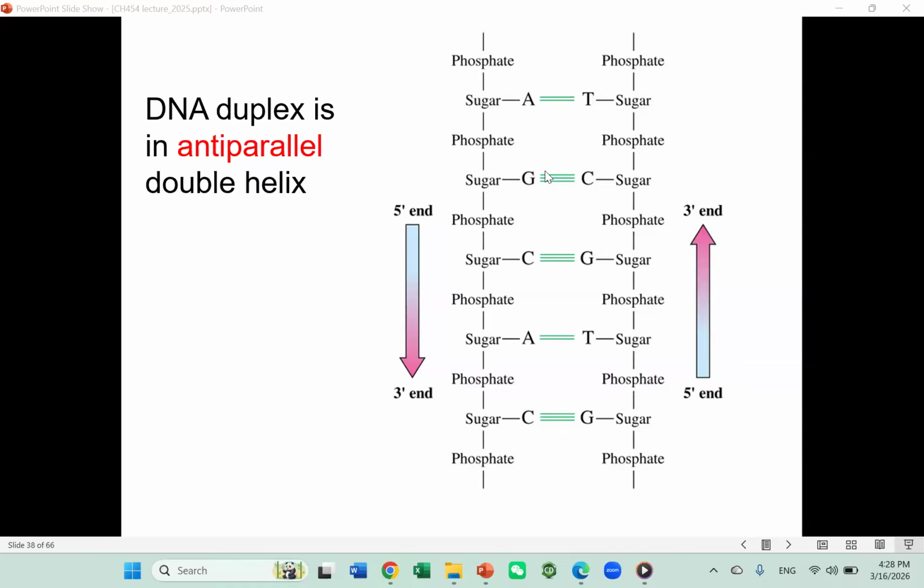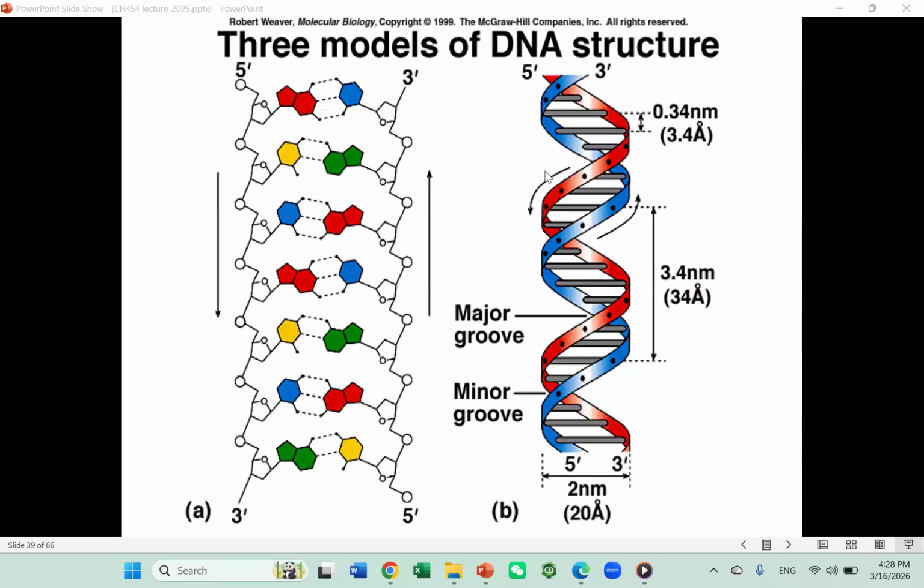Maybe in the quiz on Thursday I will have one question asking you to draw the complementary strand for this DNA sequence. So you have to keep in mind that the complementary strand is anti-parallel, which means it is the reverse sequence. Please keep that in mind.